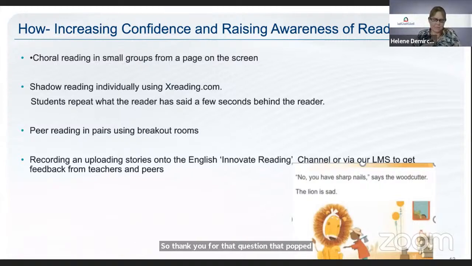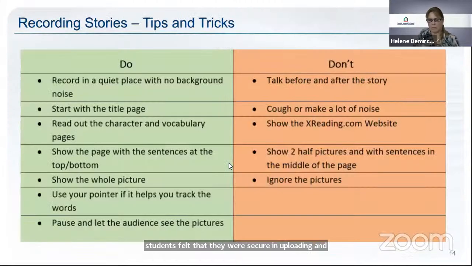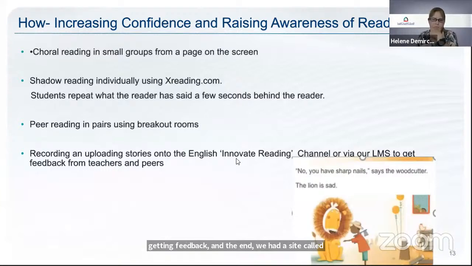We did encourage students to record all of their stories and upload them onto the channel that Helen mentioned. This channel is part of the Microsoft suite. And the good thing about it is that it's only available to people within your institution. And so students felt that they were secure in uploading and getting feedback. And we had a site called Innovate Reading.